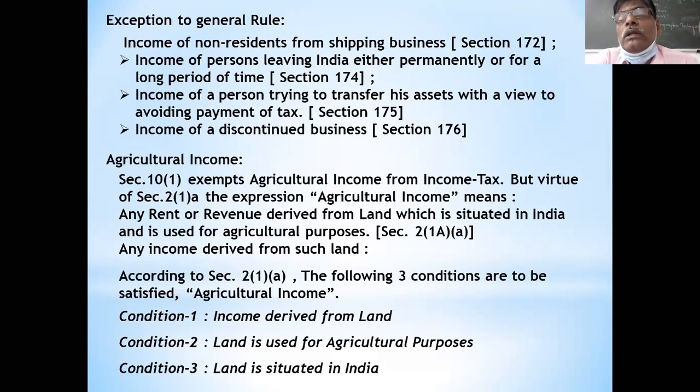These are the 4 points you have to remember regarding exceptions to the general rule. The general rule is you earn income in the previous year and pay tax in the assessment year. But the assessment year and previous year will be the same in 4 cases: first, a non-resident shipping business; a person leaving India permanently; a person trying to transfer his property to avoid tax; and last, discontinued businesses. For these 4 conditions, the assessment year and previous year are the same.